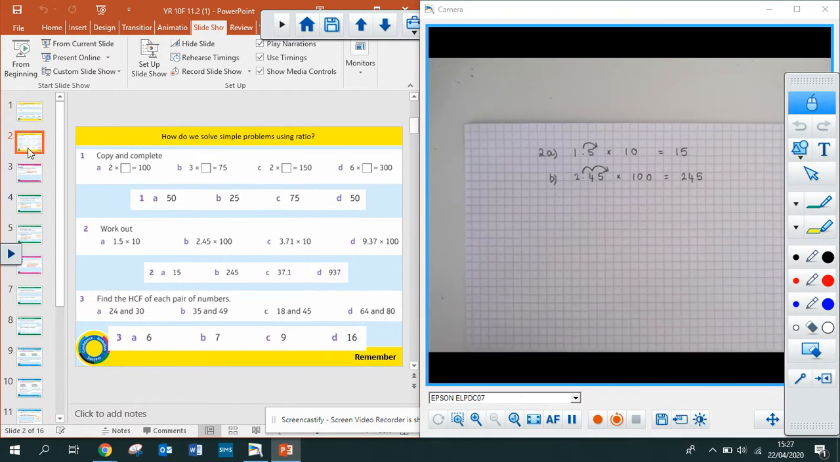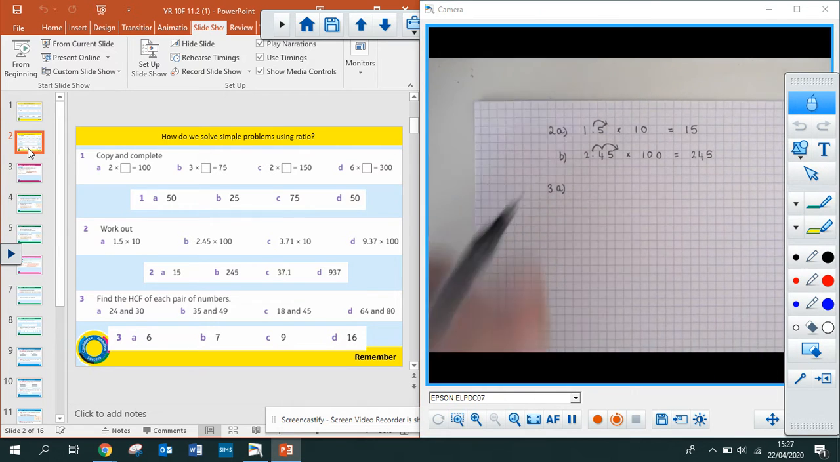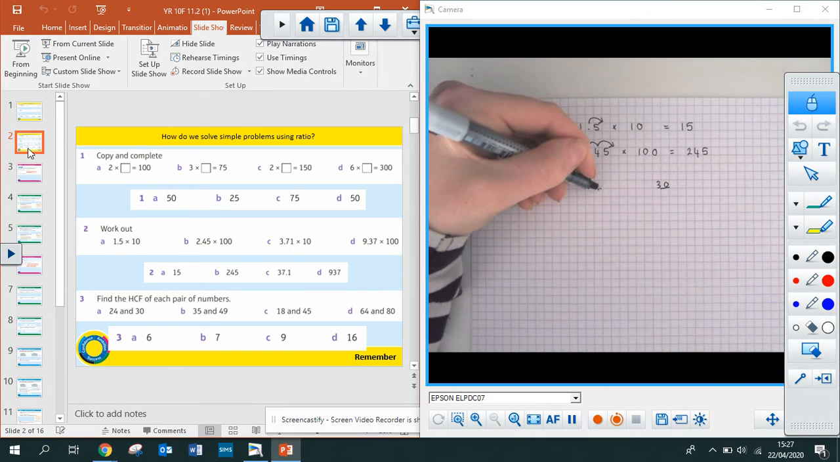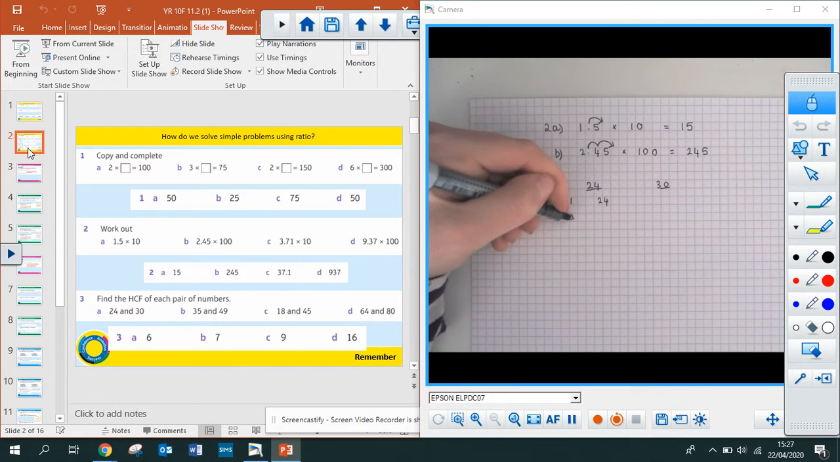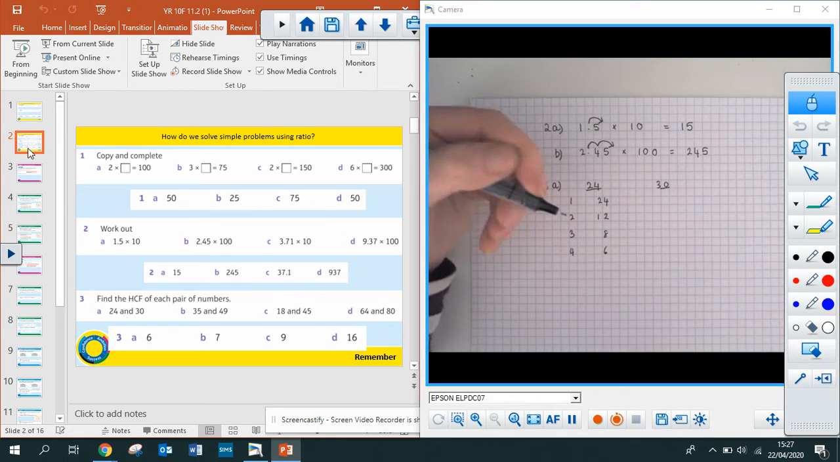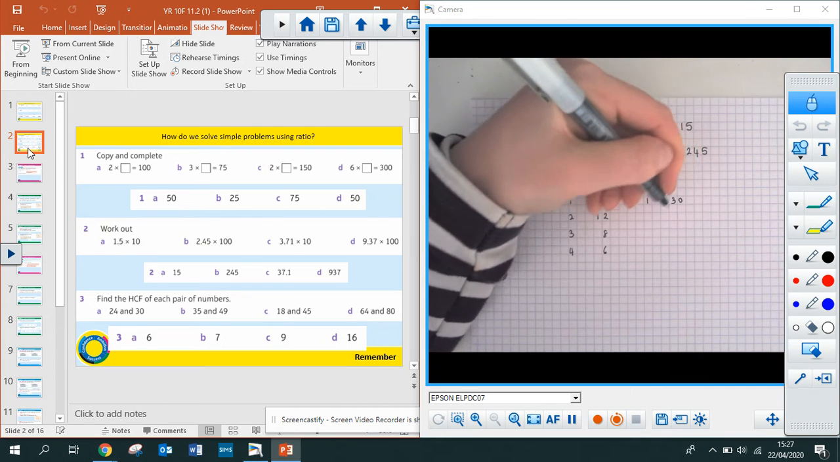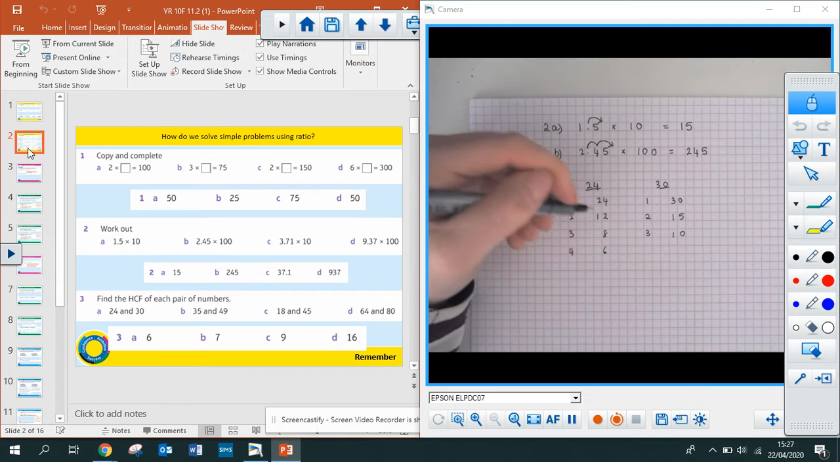Okay? So for question 3, I'm only going to go through 2 of these because we did it in yesterday's lesson. So this should be just a refresh, finding your HCF of pairs of numbers, okay? So they wanted the highest common factor of 24 and 30. So first you need to find your factor pairs of 24. So 1 and 24, 2 and 12, 3 and 8, 4 and 6. And then your factor pairs for 30. So you should have 1 and 30, 2 and 15, 3 and 10, and then 5 and 6.